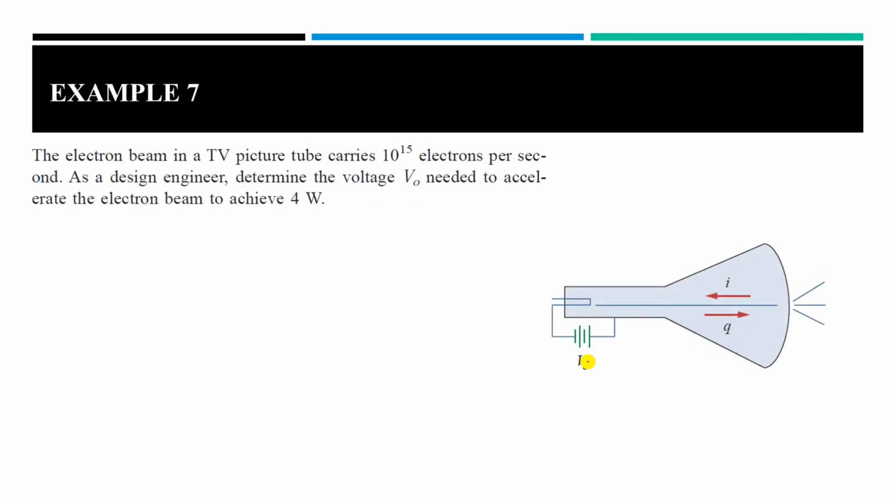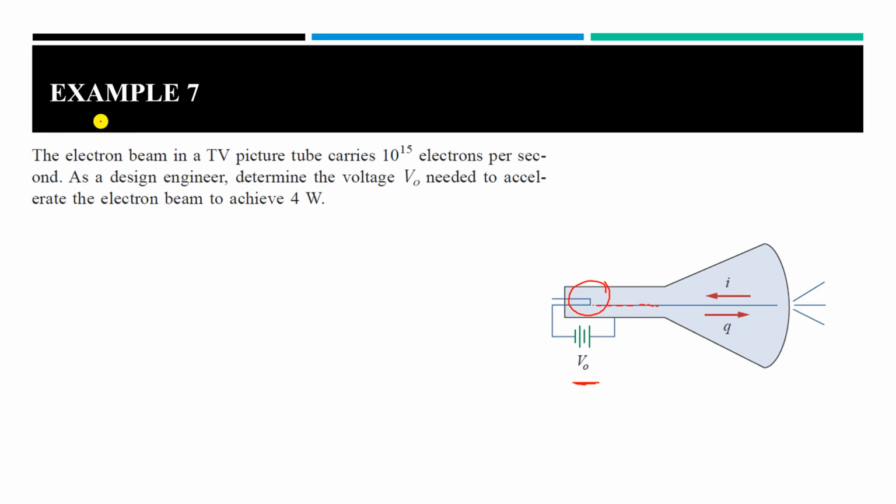Now let's have a simple example on this to understand how we can deal with an electron beam. So we have an electron beam, which is a source of electrons, the electron gun. It provides these electrons using a certain voltage. By applying a very high voltage, we can accelerate these electrons and provide an electron beam.